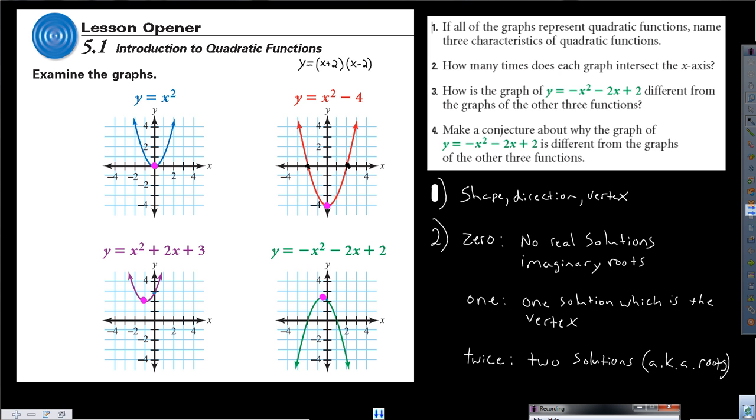Alright everyone, we're going to go ahead and start off Chapter 5 by first introducing you to a quadratic function. The best way to do it is with a picture. So we've got four different graphs here, the graphs of quadratic functions, and understand that y equals x squared.